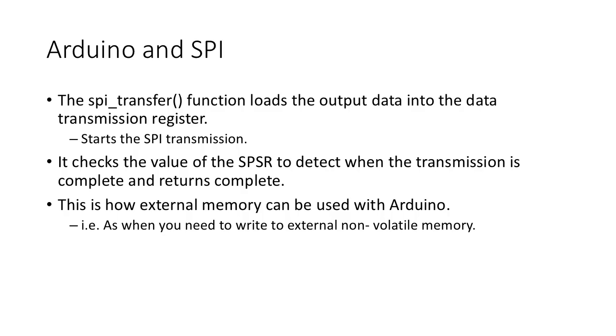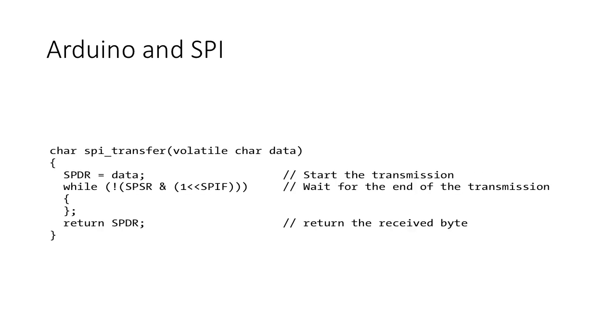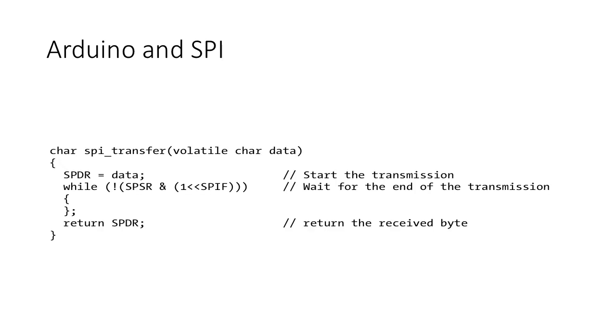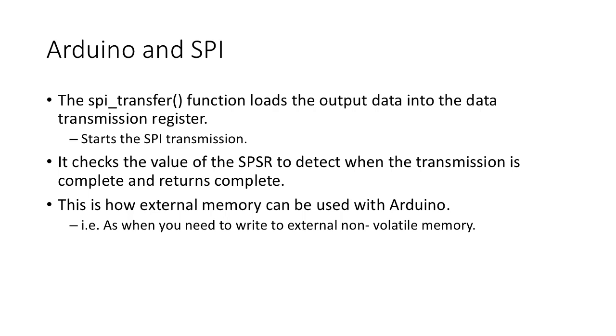So we load the output data into the data transmission register, which is SPDR. That starts the SPI transmission, and checks the value of the SPSR, that's the status register, SPSR, ampersand, to detect when the transmission is complete, and then returns complete. And so you can use external memory using SPI as an interface, and the memory will allow for synchronous transmission of data into the memory from the CPU.